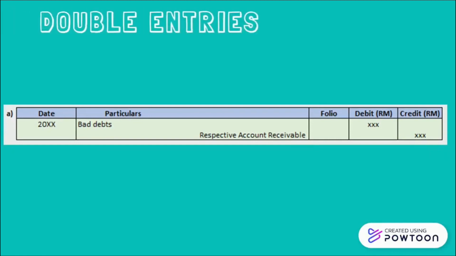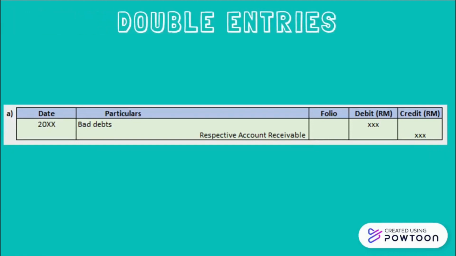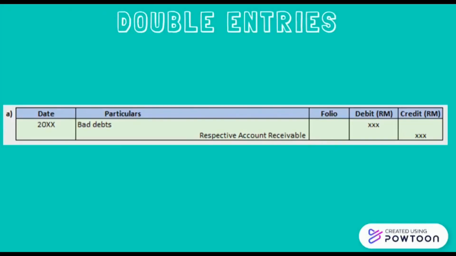So for the double entry for bad debt, we can see the bad debt account needs to be recorded on the debit side because bad debt is an expense. It reflects the cost of expected credit losses. For the credit side, we need to record the respective accounts receivable. The reason we record it on the credit side is that the respective accounts receivable is to remove the debt.